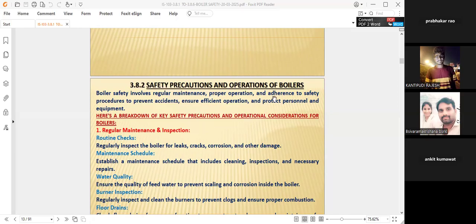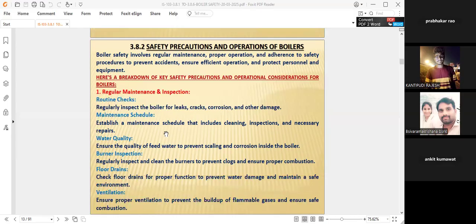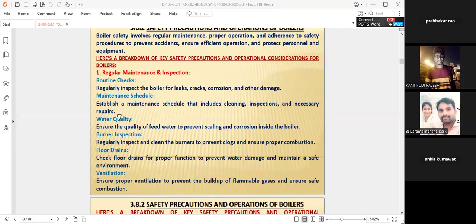And adherence to safety procedures: we need to follow and implement safety procedures. Why? To prevent accidents, ensure efficient operations, have qualified operation by the people, and protect personnel and equipment. Wearing personal protective equipment alone is not important. The condition of the personal protective equipment is important. You have to maintain proper condition of all the PPE.